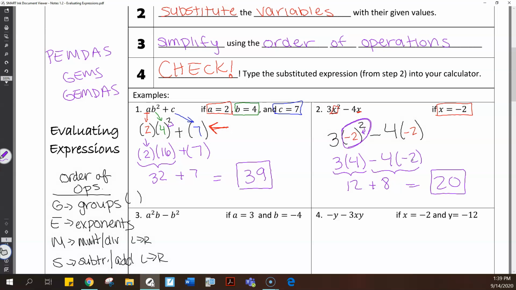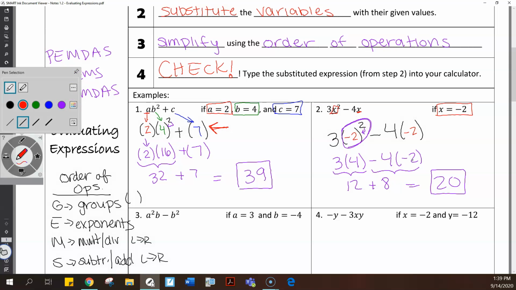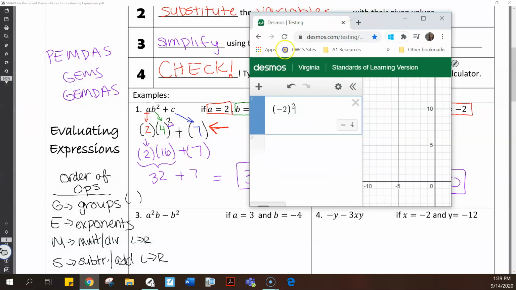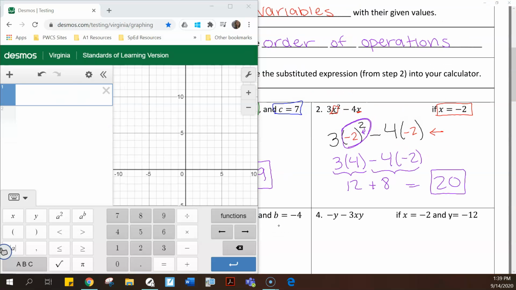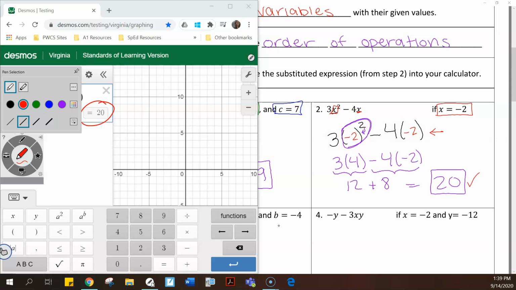Again, I can check this by plugging in this substituted step right into my calculator or right into Desmos. I highly recommend that you use parentheses when you do that and that you type it exactly the way you saw it here. So I've got 3 parentheses x squared, but instead of x, I'm going to do -2 squared minus 4 parentheses -2. Okay. Remember, if you're using Desmos, that the subtraction sign and the negative sign are the same. Again, this tells me I got 20. I got 20 over here, so I've got that one right too.